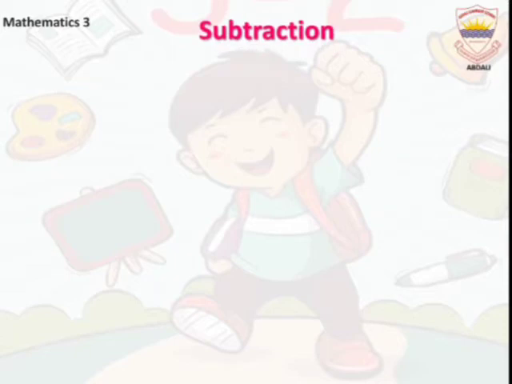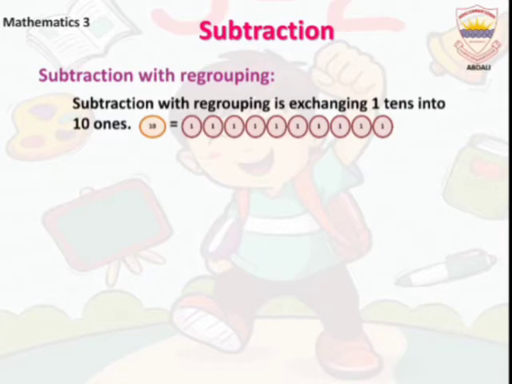Today our topic is subtraction with regrouping. What is subtraction with regrouping? Subtraction with regrouping is exchanging 1 tens into 10 ones. We exchange 1 tens into 10 ones.